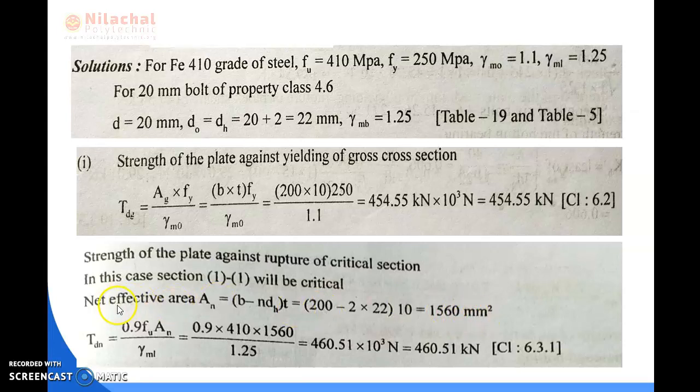So now put this value in the Tdn formula. 0.9 × 410 × 1560 divided by 1.25 equals 460.51 kilonewton. So 460.51 kilonewton is the value of the strength of the plate against rupture.